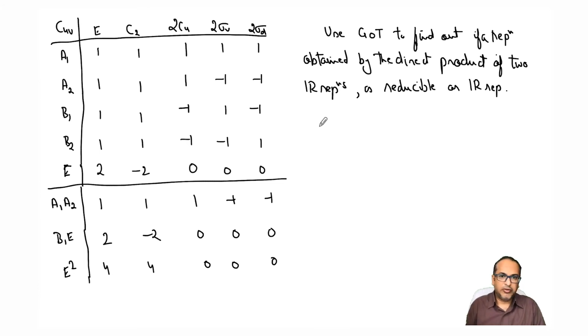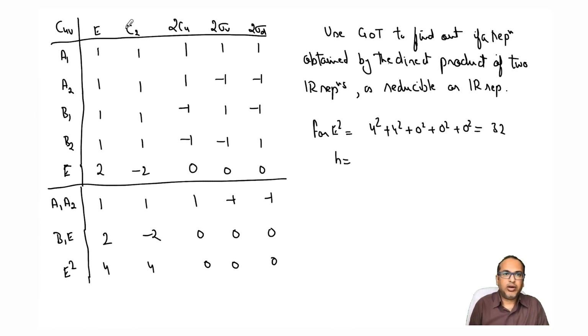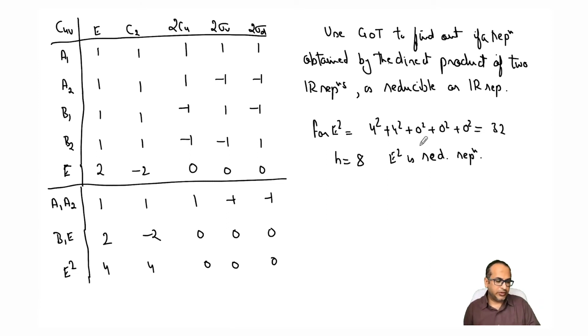So for E square, for example, the sum of squares of characters is 4 square plus 4 square plus 0 square plus 0 square plus 0 square. This is equal to 32, whereas our h is 1 2 3 4 5 6 7 8, right? So since these two numbers are not matching, that means E square is a reducible representation. So that should be very easy to find out.